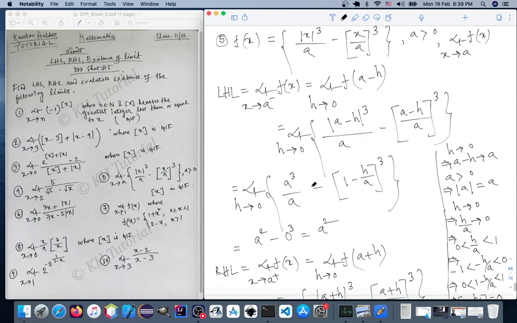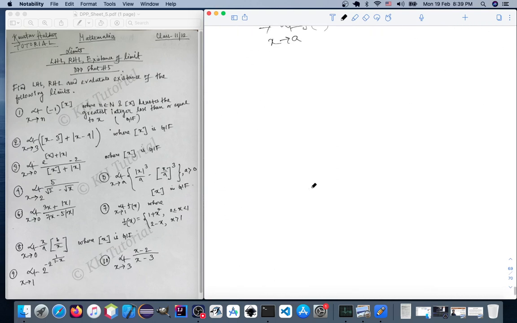Okay, so let's see the next problem. Problem number 6. The f(x) is given as 3x plus mod of x divided by 7x minus 5 into mod of x, and we have to check the limit at 0.